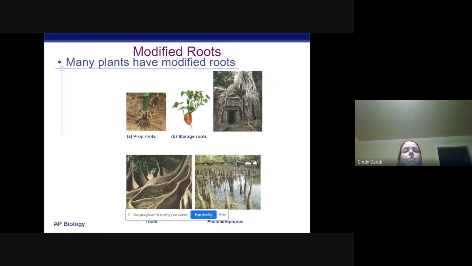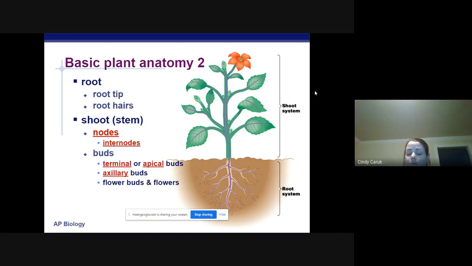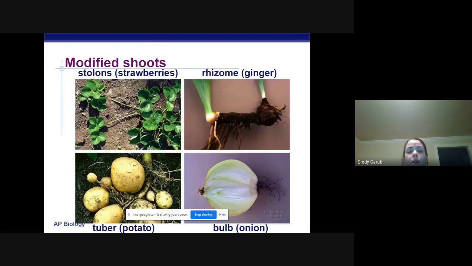Okay, and we have modified roots. So you can see some here that are prop roots in storage. And our second thing that we're going to look at now is on plant anatomy, the shoot system. So this is aerial or above the ground. We're going to look at the nodes, internodes, and then the types of buds.